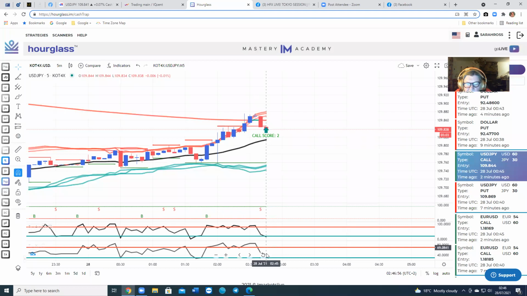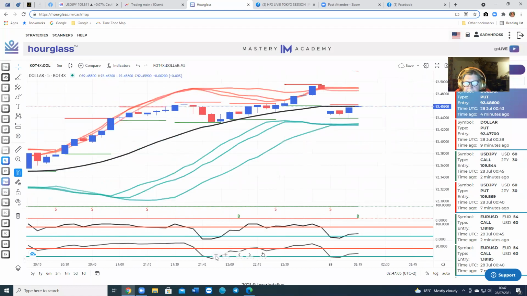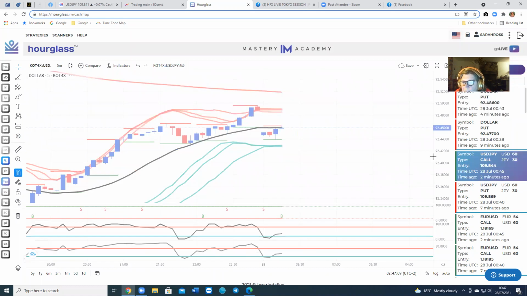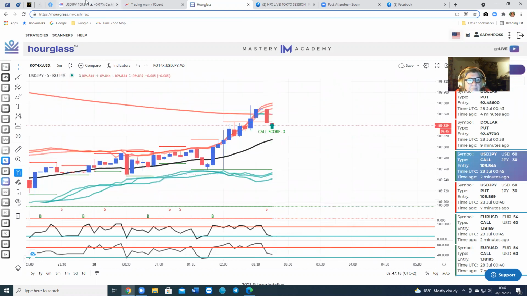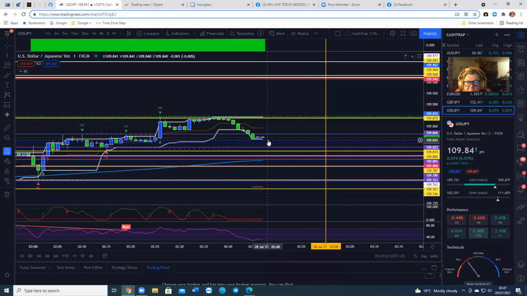Let's look at hourglass. Call score of 2. It is in that oversold area. 3 minutes to go. The dollars are put. The call at 844 hasn't turned yet. It is blue. This is on the 1 minute, remember, 841. $840.